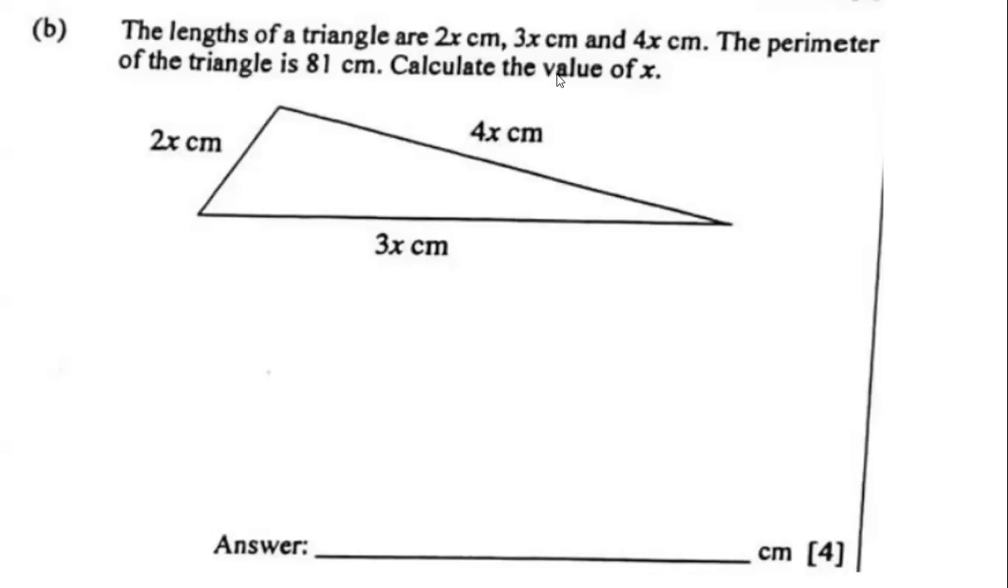Yes, sir. The sides of a triangle are 2x centimeters, 3x centimeters, and 4x centimeters. The perimeter of the triangle is 81 centimeters. Calculate the value of x.